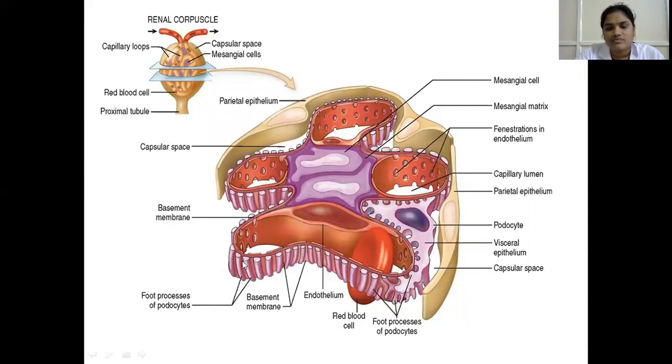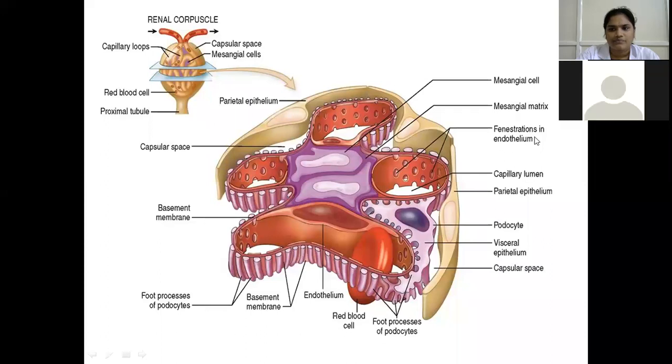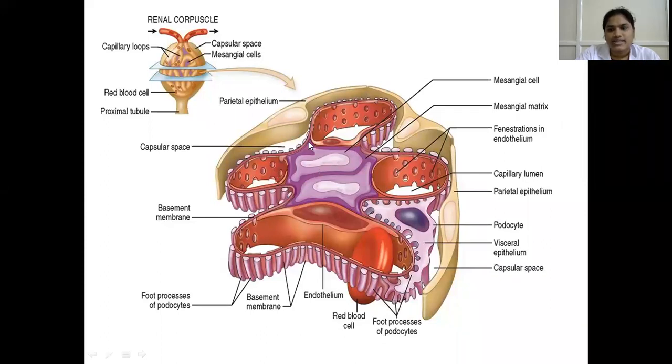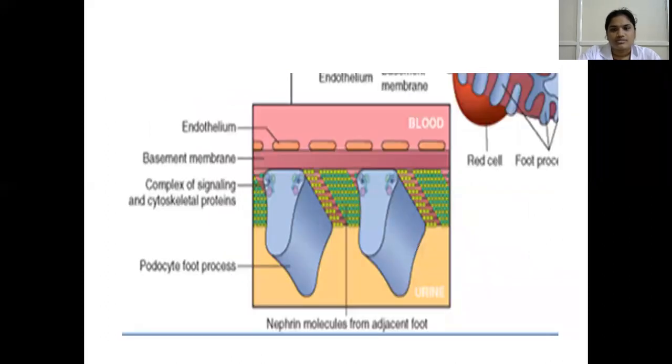So in nephrotic syndrome, the main structures involved are the mesangial cells, mesangial matrix, endothelium, basement membrane, and the foot processes of the podocytes. So we have to remember this. Here, this is the blood, and the endothelium, basement membrane, the complex signaling and the cytoskeletal proteins, and these are the foot processes.